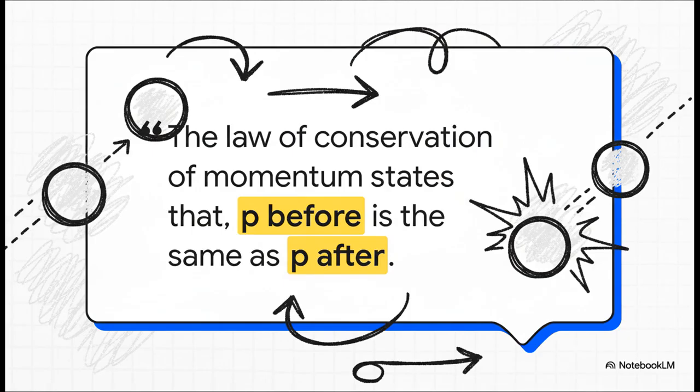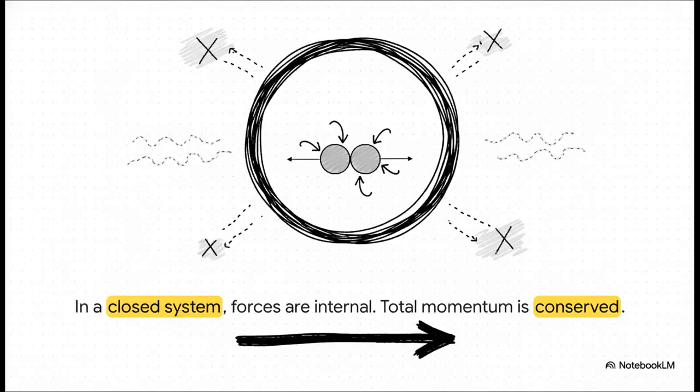In any collision, as long as there aren't any outside forces messing things up, the total amount of momentum you start with is the exact same amount of momentum you end with. It can get transferred between objects, sure, but the total amount in the system never changes. It's conserved.